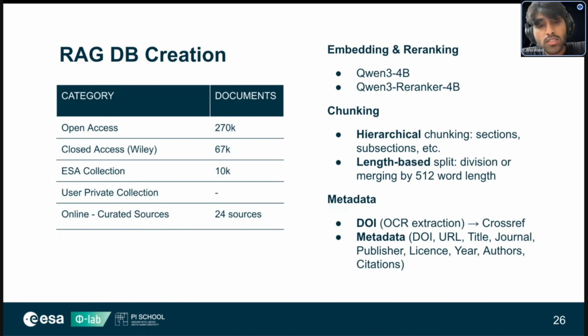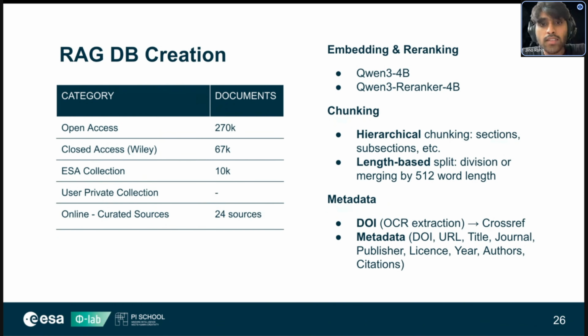For the models themselves, we had two stages. For the embedding model, we used Qwen3, a 4B embedding model, which was on top of the MTEB leaderboard, and it performed really, really well for our specific data.